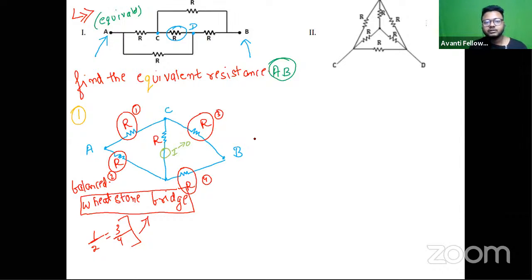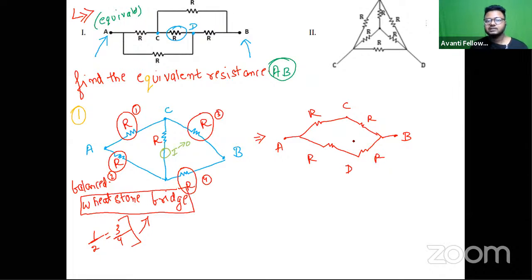How can you draw this? Simply, this is your A. From A you have this resistance R, and then this is your C. Then you have the other resistance R, right? This is your point C, this is your point D, and this is your point B. So the next step is direct: R plus R, since they are in series, will become 2R. Can you see? It will become like this.